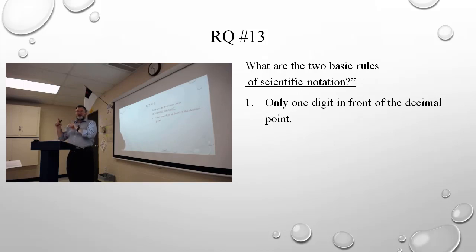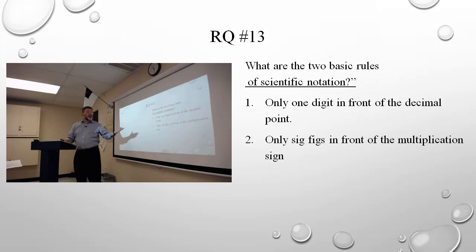So you can add a 0 before the decimal point if you're going from scientific notation to the decimal format. But if you're in decimal format and you're writing it in scientific notation, your first digit has to be a non-zero digit. And that's what that first rule communicates. Okay? And the second one was only sig figs go in front of the multiplication sign. Not only should it say only sig figs, but it also is all sig figs, right?